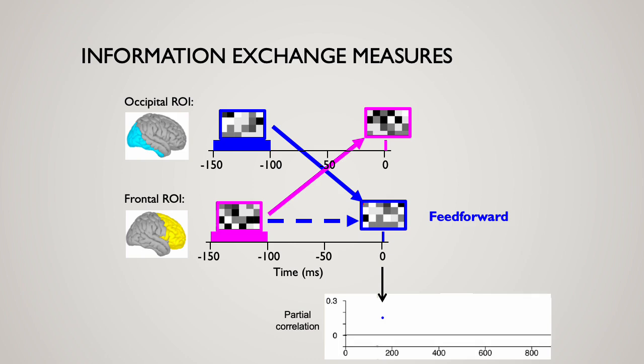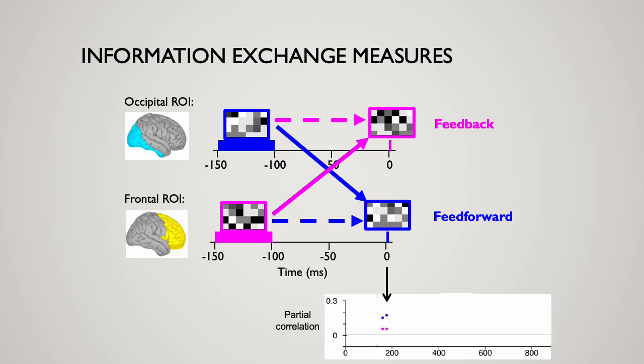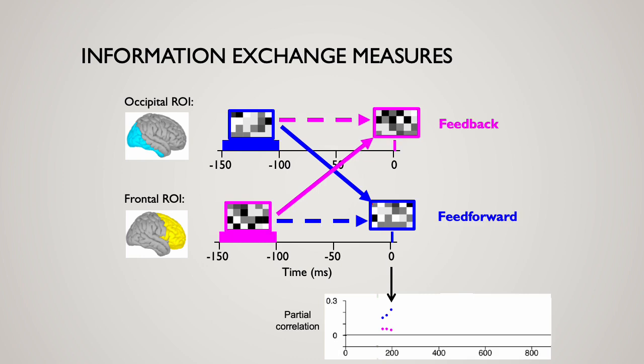To estimate the feedback information flow in the reverse direction, we correlate these two matrices, again partialing out the correlation with the occipital region at an earlier time to give us another single point. We then repeat this entire process over time until we end up with time courses of feed-forward and feedback information flows.